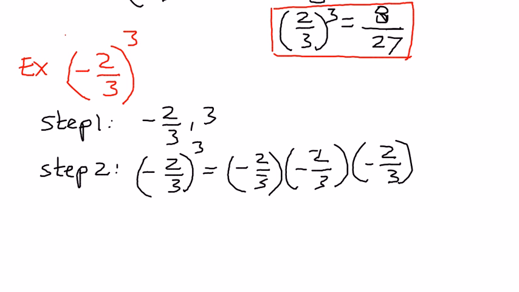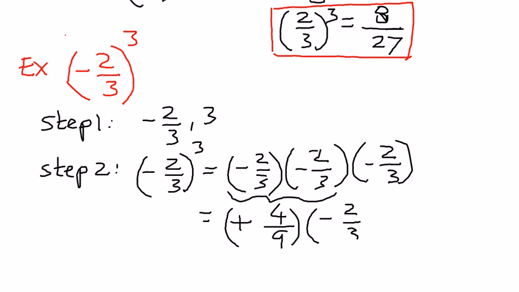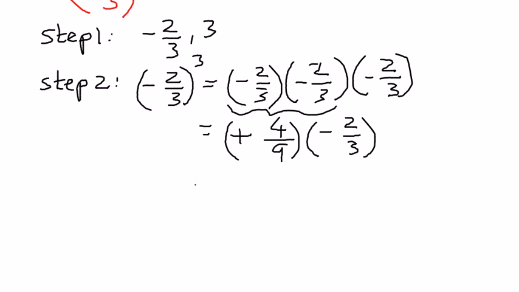And now it is just a matter of multiplying the numerators and multiplying the denominators. But in this case, we have to take care of the negative signs. If we take the first 2 terms as a group, negative times negative is a positive, 2 times 2 is 4, and then 3 times 3 is 9. That is the first part. Then we need to multiply by negative 2 over 3, which is remaining. So we come back and multiply the signs. Positive times negative is a negative.